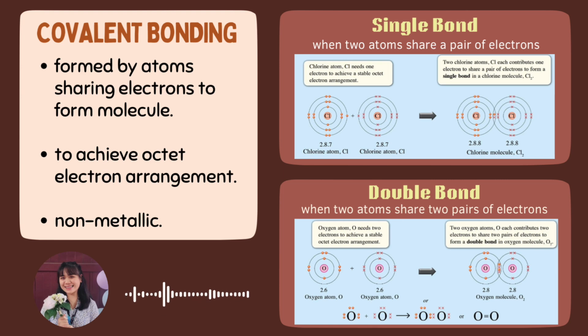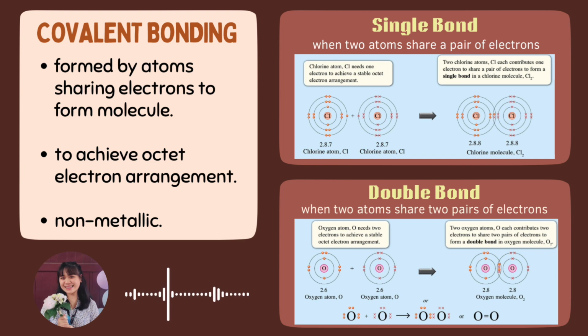Now we look at the example of the single bond, which is when two atoms share a pair of electrons. In this case, both of the chlorines need an extra electron to get a full outer shell. So what they can do is they each share one electron of their own, so that together there are two electrons being shared. And there is only one pair of electrons connecting each chlorine atom. This is called a dot and cross diagram.